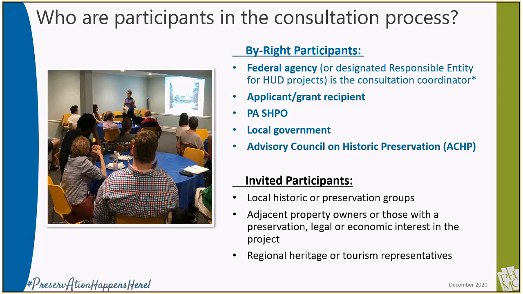This documentation can be as simple as a letter or email to identified possible local participants copied to the Pennsylvania SHPO. Sometimes potential consulting parties may reach out to the federal agency or the SHPO requesting an invitation to participate in the Section 106 consultation process. While the SHPO can offer guidance and assistance, it is always the federal agency's role to coordinate the consultation process and issue invitations.